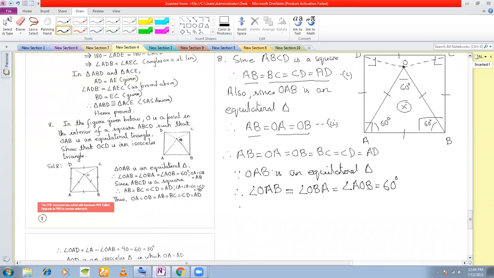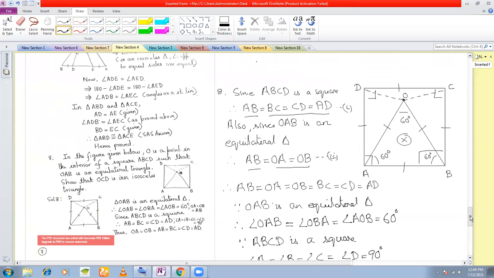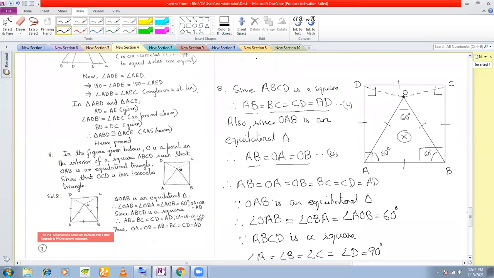What else? Since ABCD is a square, therefore all the angles of the square must be 90 degrees. So angle A must be equal to angle B, must be equal to angle C, must be equal to angle D, equal to 90 degree, since the interior angles of a square are all 90 degree, right? Okay, now we have written all this.